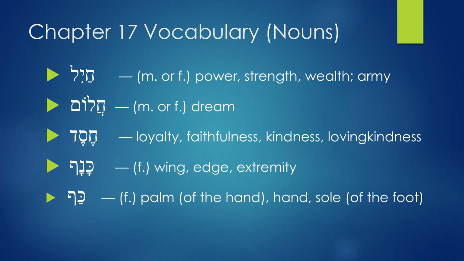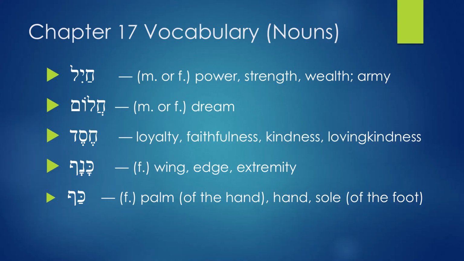Still on the nouns, we have chayil. That means power, strength, or wealth. Then we have chalom. And that means dream. And then we have chesed. And that means loyalty. It means faithfulness, kindness, loving kindness. Chesed means loyalty or kindness.